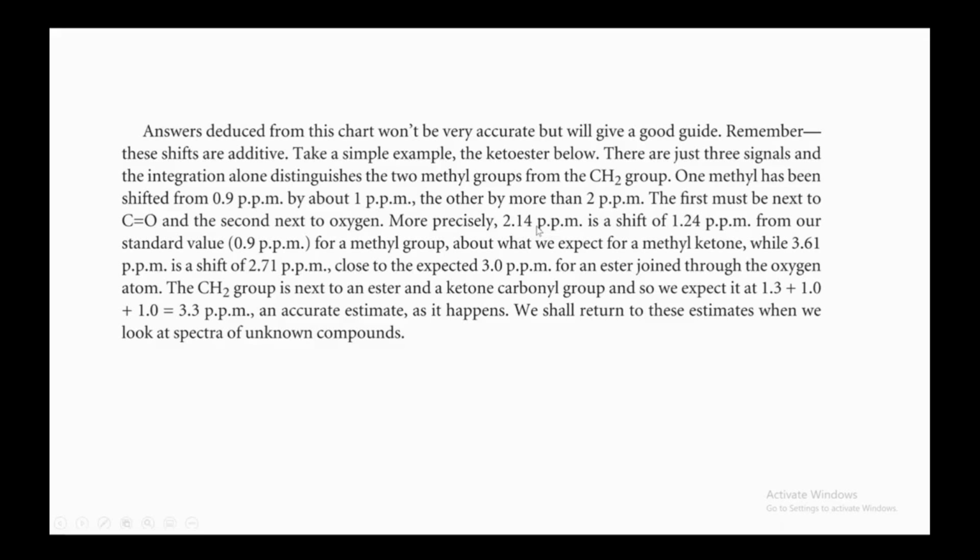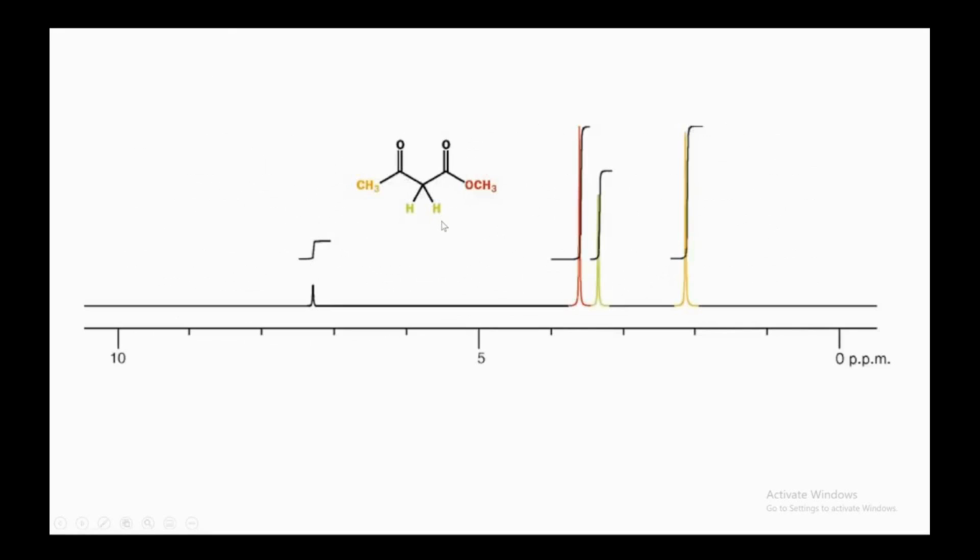More precisely, 2.14 ppm is a shift of 1.4 ppm from our standard value of 0.9 ppm for a methyl group, about what we expect for a methyl ketone, while 3.61 ppm is a shift of 2.71 ppm, close to the expected 3.0 ppm. As you can see, this is a methyl ketone and a methyl ester. So the methyl of this ketone appears at this position and the methyl ester appears at this one, and the CH2 is in between 2 electron withdrawing groups, and we have a deuterated solvent, which is chloroform.